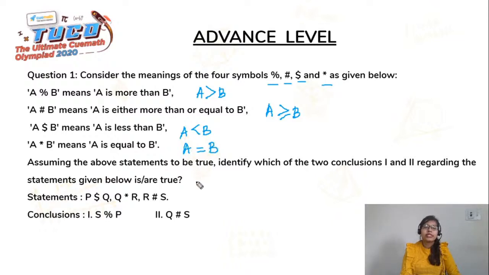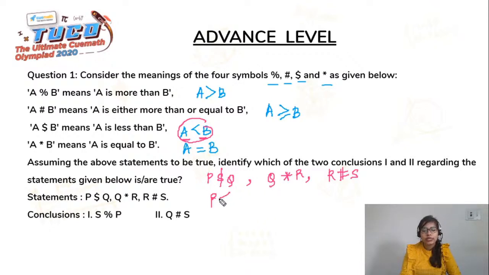Okay. So based on all these conditions, they have told us that statements P dollar Q and Q star R and R hash S are the actual statements of the question, and we will have to give the conclusion. That's correct. So if I look into P dollar Q, and Q star R, and R hash S. From here, what can we say? P dollar Q means that the first variable is smaller than the second one. So I could say that P is smaller than Q.